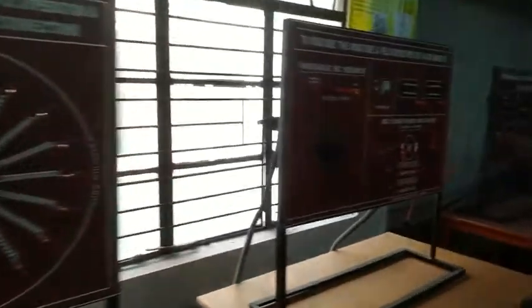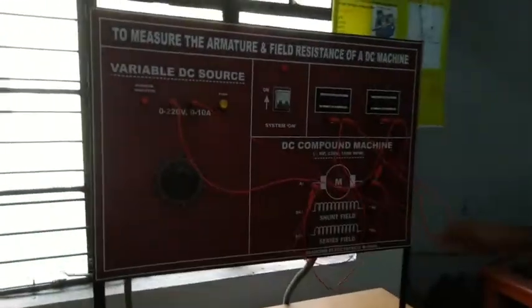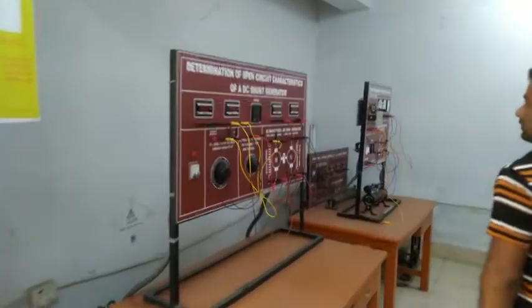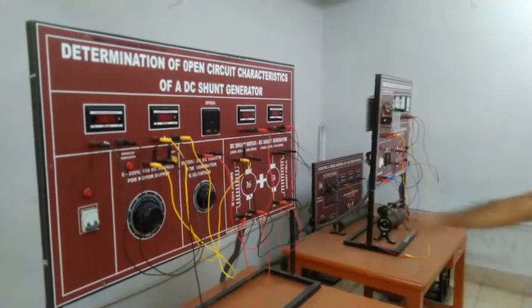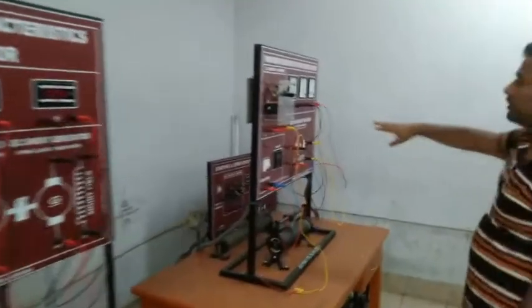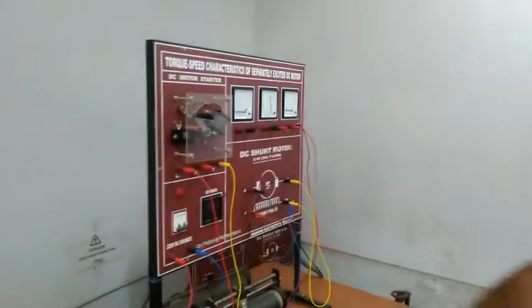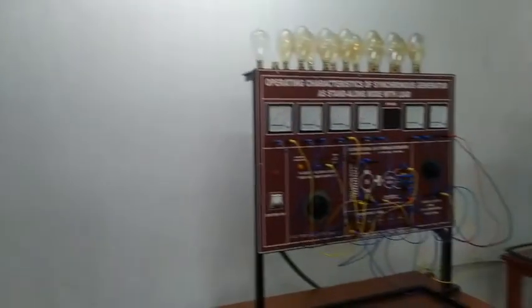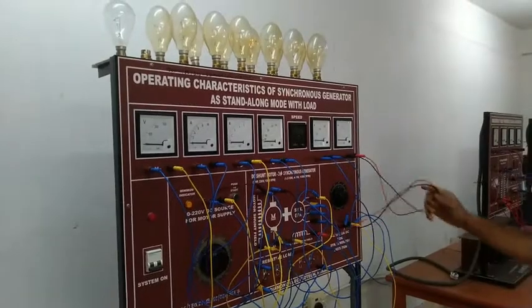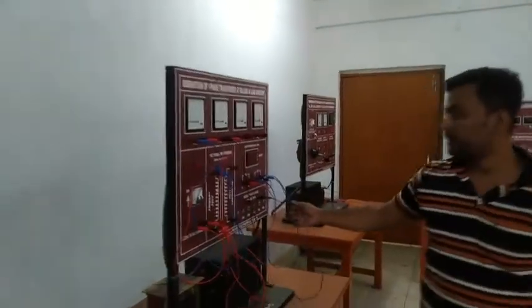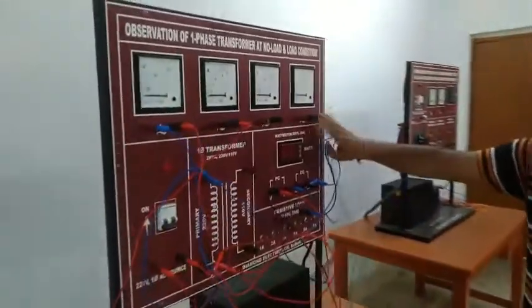This is another experiment to measure the armature and field resistance of DC machines. This experiment is the open circuit characteristics of a DC shunt generator. This is another experiment, a DC shunt motor. This is the operating characteristics of a synchronous generator, standstill along with load. This is a transformer experiment. You know about load voltage and transformer voltage, or primary and secondary voltage.